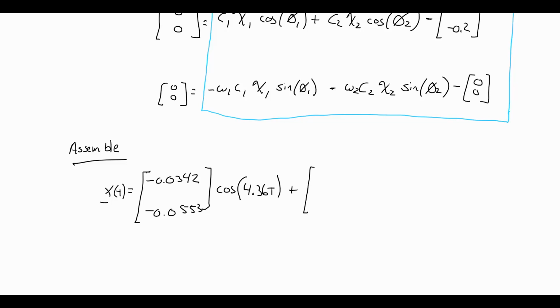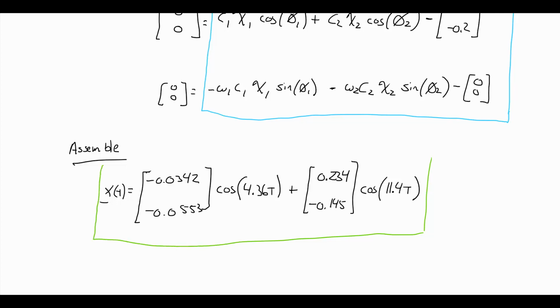Plus, now this is C2 chi2. We get 0.234 times a negative 0.145 times the cosine of the second natural frequency, 11.4 times time, plus phi2, which again is 0. So here in vector form is the solution for x1 and x2.